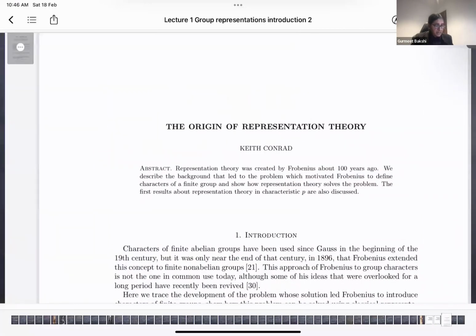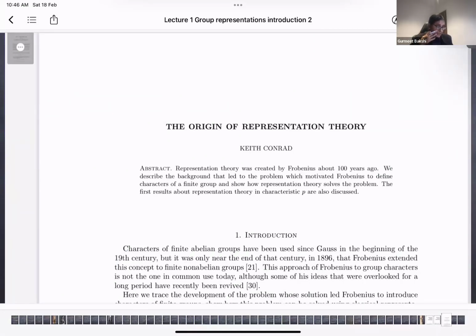And this Conrad, origin of representation theory, is a preprint available online if you just do a Google search. And he beautifully explains the Dedekind way of thinking on circulant matrices, the discriminant of a number field, and gives a very nice survey of the origins of the subject.